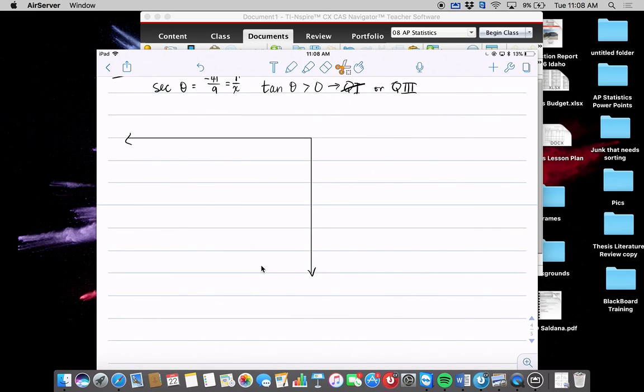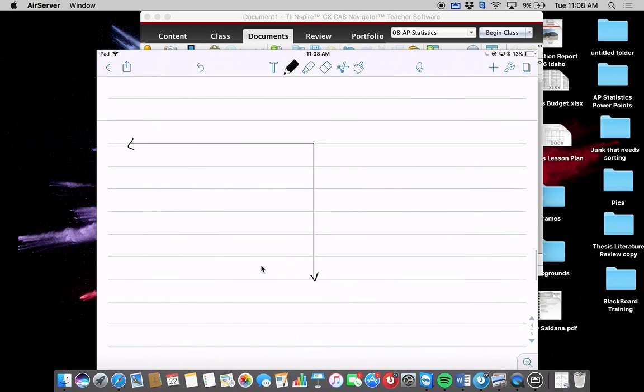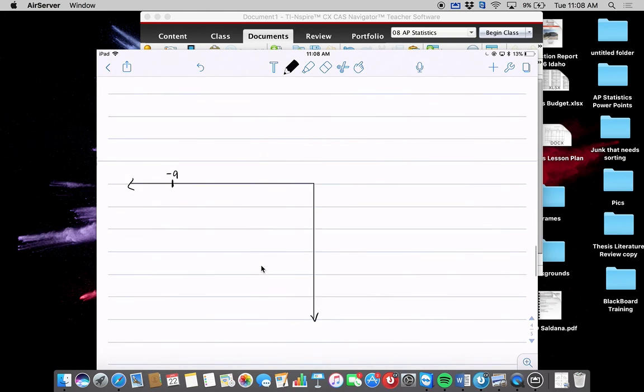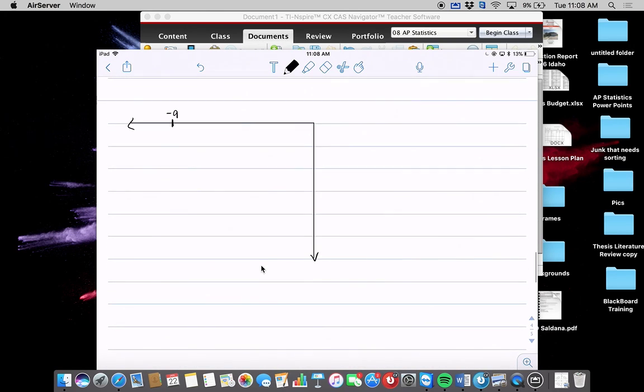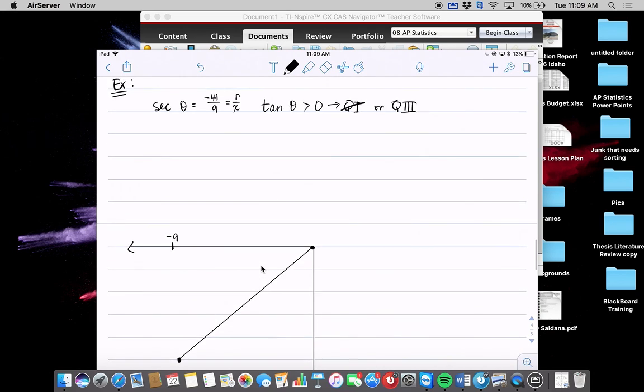And actually, let me go ahead and move this because it's in two different papers. Okay, this right here is my x coordinate. Let's say it's going to be negative 9 because I'm on the negative x-axis. And my radius, the distance from the origin to the point on the circle such that the x is negative 9, is going to be 41.